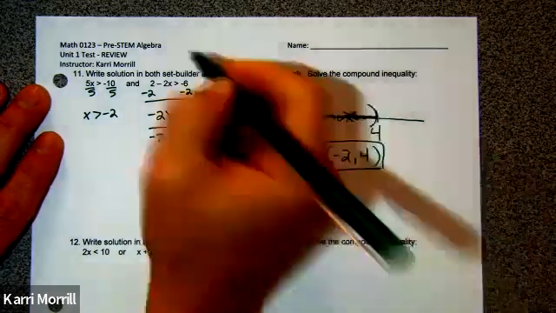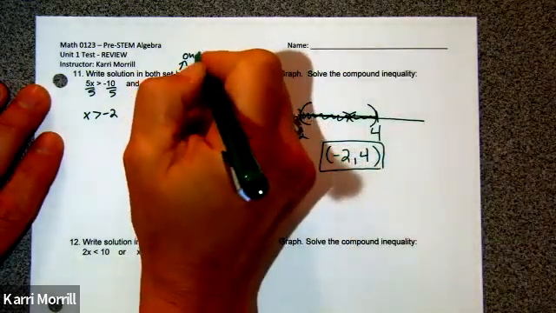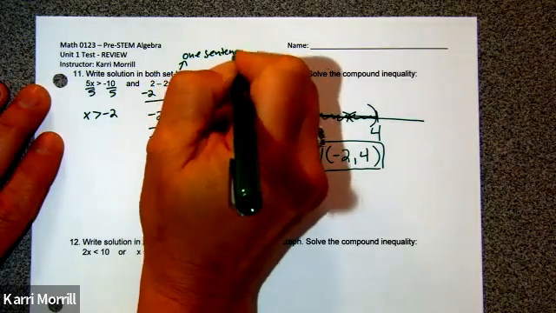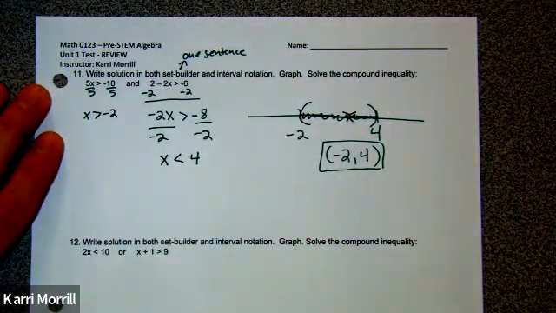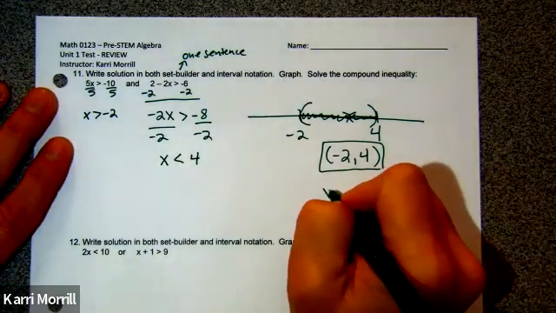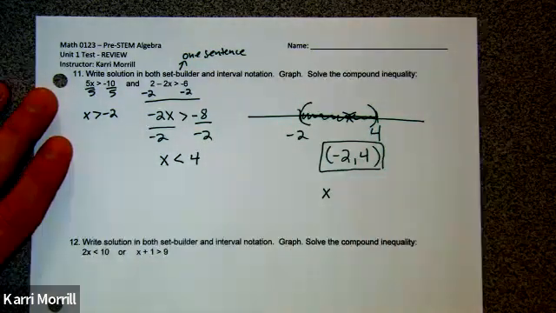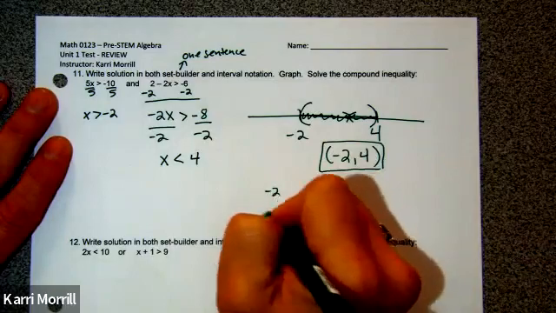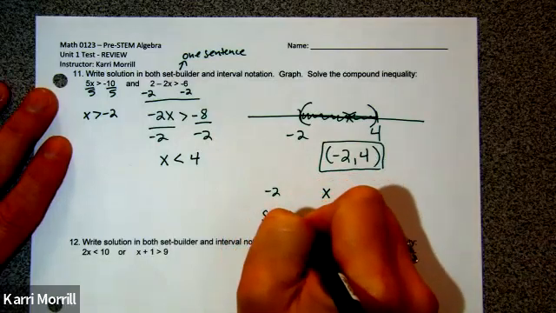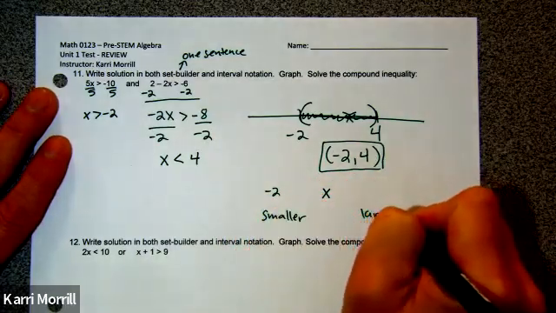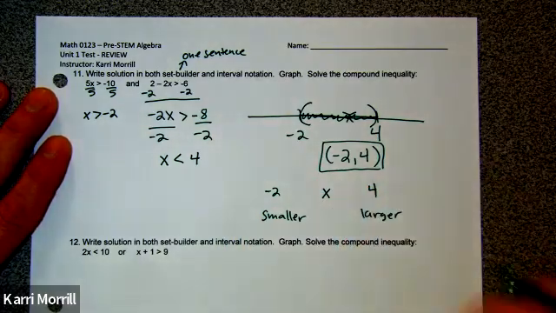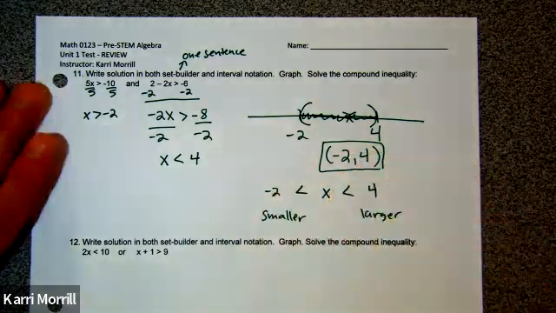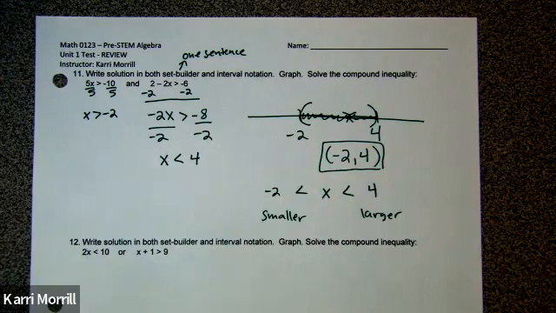Remember set builder, you would have one sentence. That's what I'm going to be looking for in the set builder. So what that means is, you always have x in the middle, and the smaller number is always on the left, and the larger number is on the right. And you should always have less than symbols. I mean, it should always read less than or equal to, whatever it is.